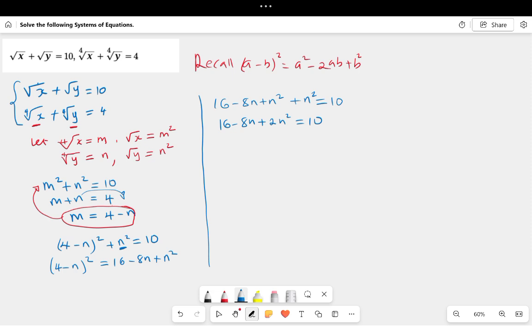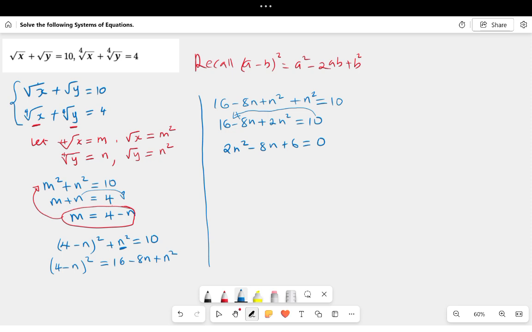Now we are shifting 10 to before the equal sign. But again, let's start with 2n squared, then we come to 8n, and so on. So we're going to have 2n squared minus 8n. And then it's going to be 16 minus 10, which is equal to 6. So plus 6 is equal to 0.